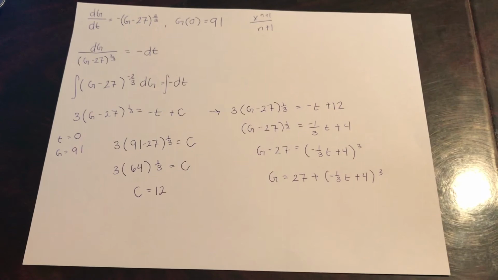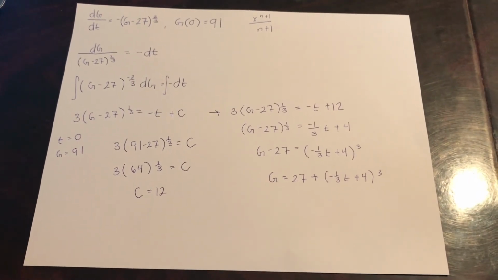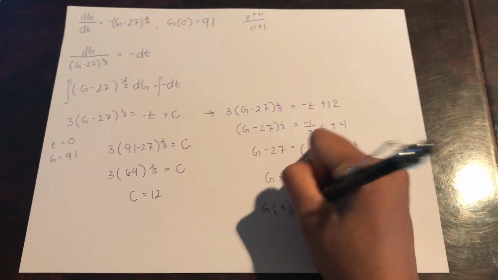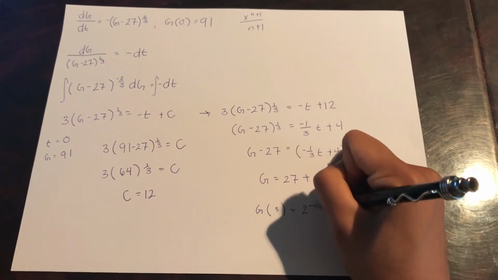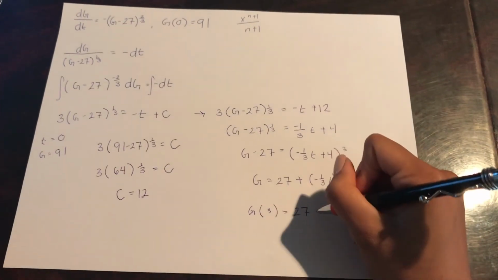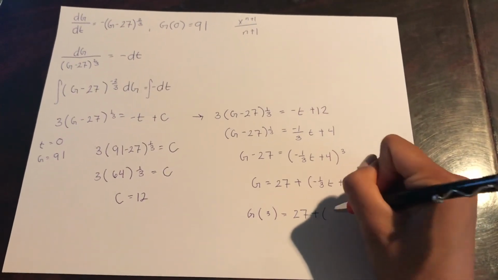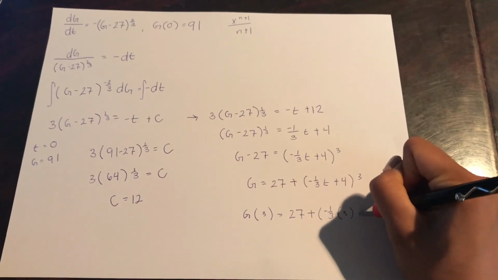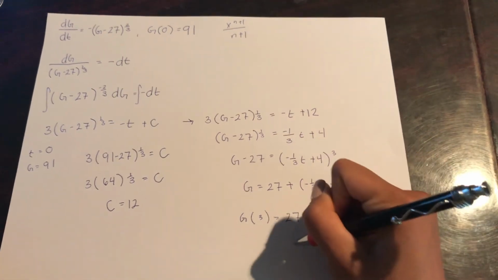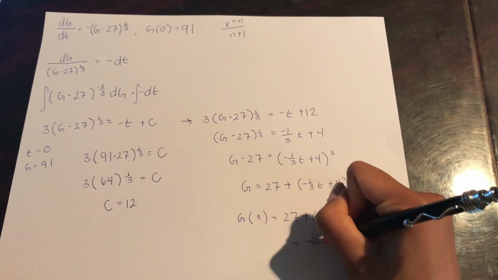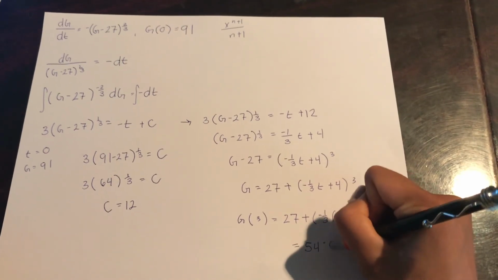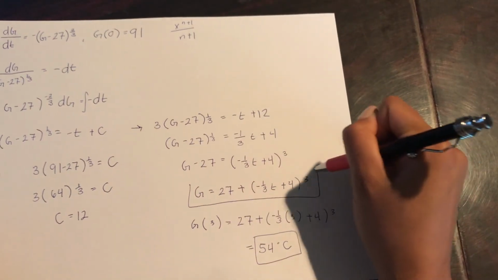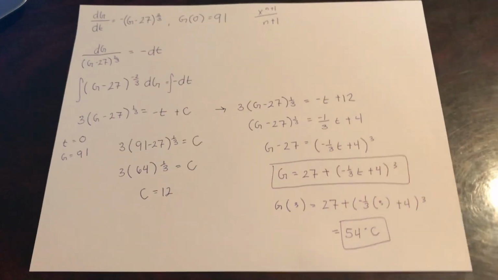Now the second part asks us to find the internal temperature of the potato at time t equal to 3. So now you just have to plug in 3 to this equation. So g of 3 is equal to 27 plus the quantity of negative 1/3 times 3 plus 4 cubed. And that gives you an answer of 54 degrees Celsius. So this is the answer to the second part, and this is the answer to the first part. And that's all.